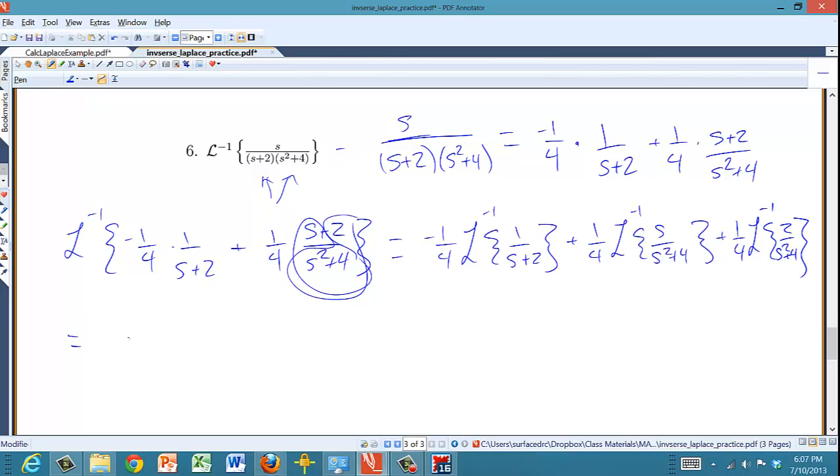And now we can calculate this. This is negative 1/4. The inverse Laplace transform of 1 over s plus 2 is e to the negative 2t. Plus 1/4. The inverse Laplace transform of s over s squared plus 4 is cosine 2t. And plus 1/4. The inverse Laplace transform of 2 over s squared plus 4 is sine of 2t.